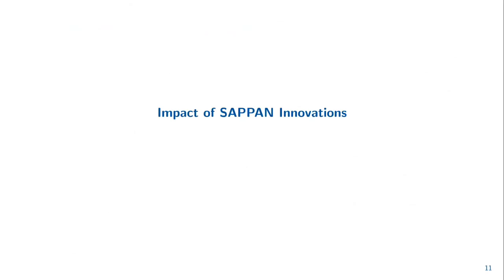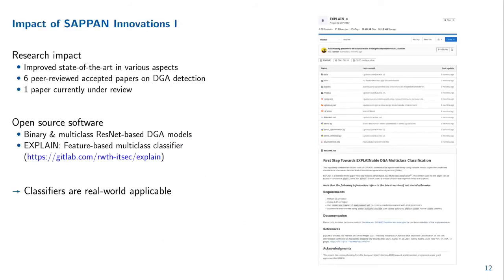This was a quick summary of all the research directions we took in SAPPAN, and now I will shortly go over the impact which is caused by our research. So of course we have a research impact. We improved the state of the art in various aspects. We published already 6 papers on DGA detection. Also 7 papers are currently under review. And we published our research open source.